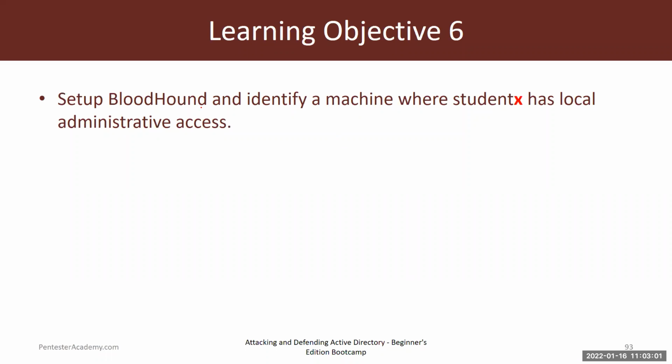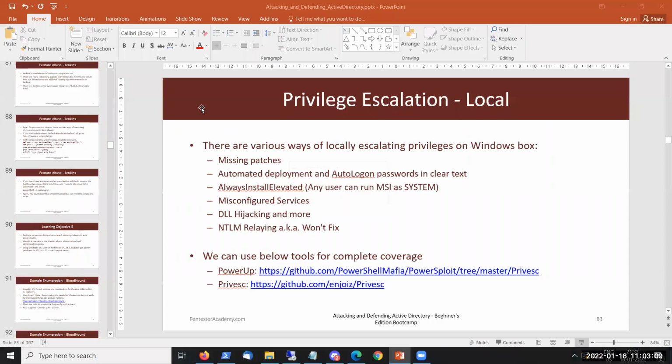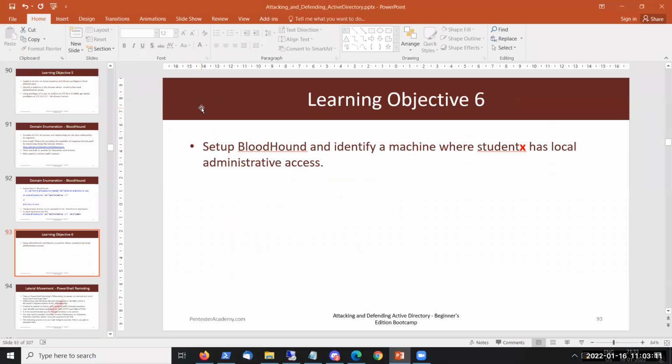Now, learning objective 6 is to set up Bloodhound and identify a machine where student X has local administrative access. Make sure that if you want to absolutely utilize the lab to the max, whatever enumeration we are going to do henceforth, or something that we have already done, you try it using Bloodhound as well.